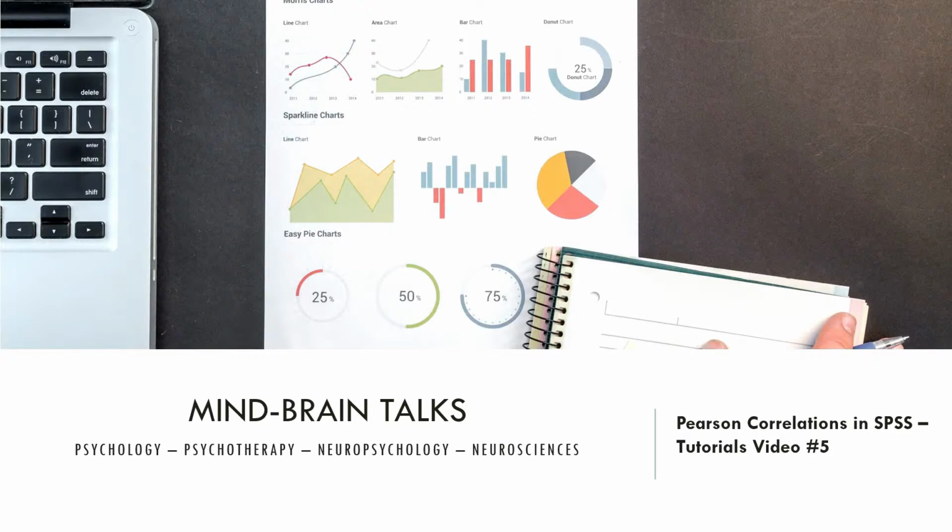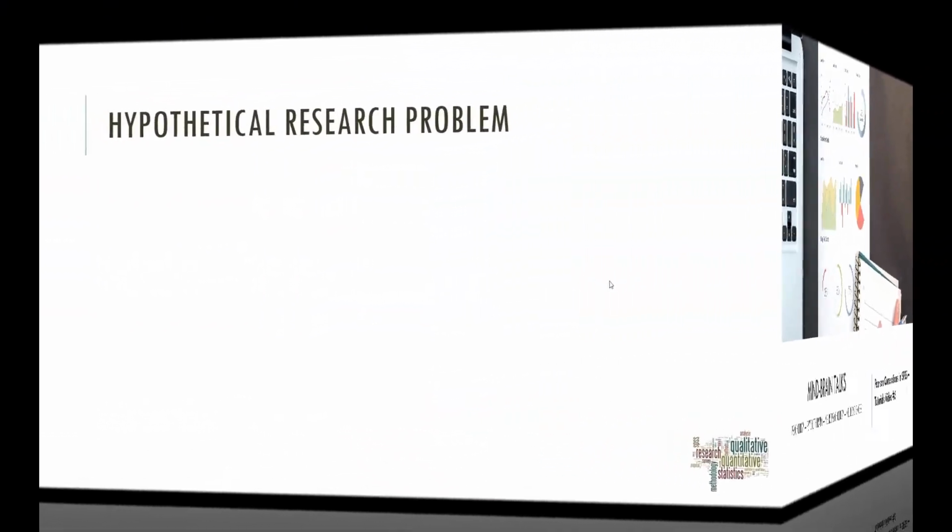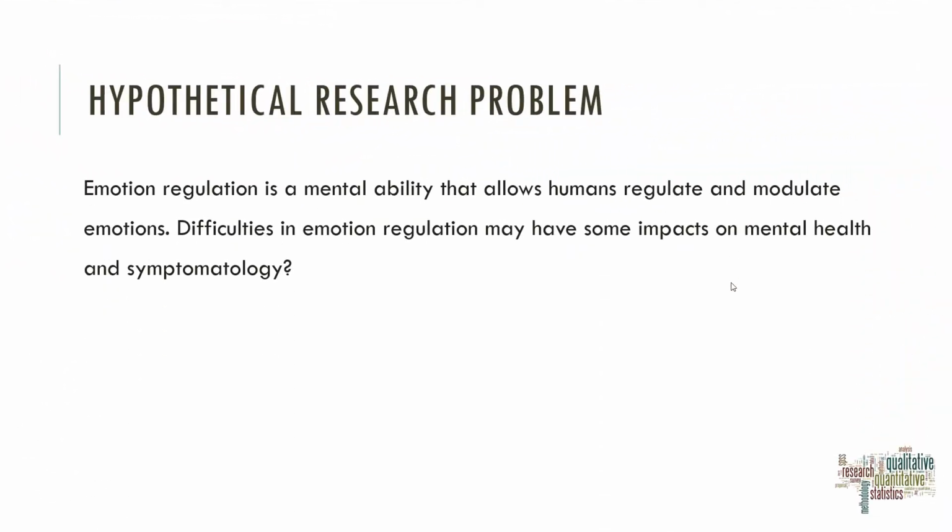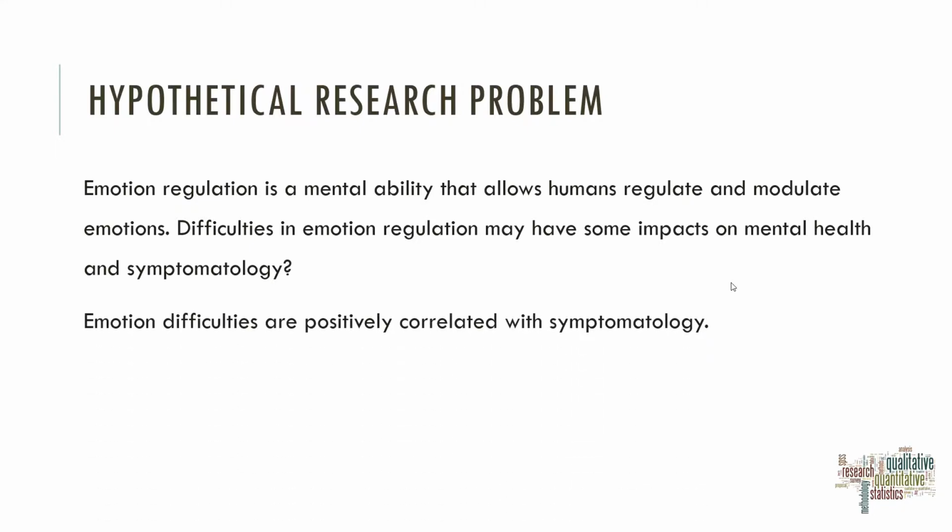So, let's go. Emotion regulation is a mental ability that allows humans to regulate and modulate emotions. Difficulties in emotion regulation may have some impacts on mental health and symptomatology. Emotion difficulties are positively correlated with symptomatology. Okay? I think it's fair to infer this as a hypothesis to be tested.